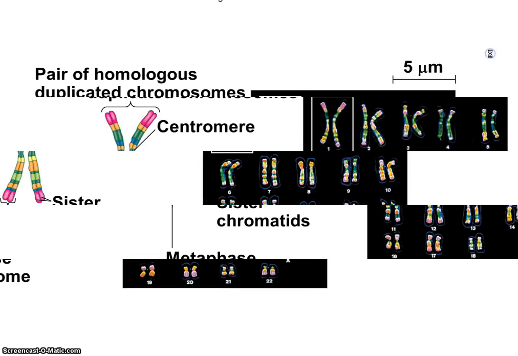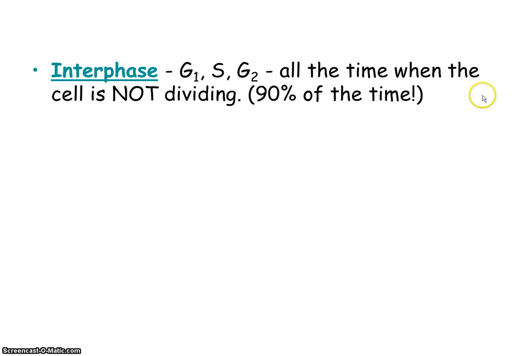So, okay, that brings us to the cell cycle. And the cell cycle is exactly what it sounds like. It's the life cycle of a cell. A majority of the time, the cell is in what's called interphase, meaning in between mitosis. It's the time when the cell's not dividing.